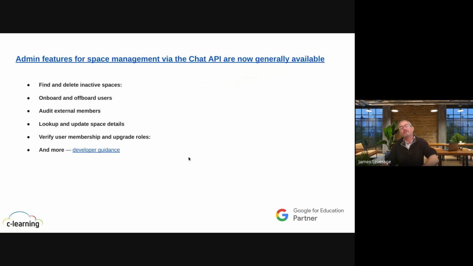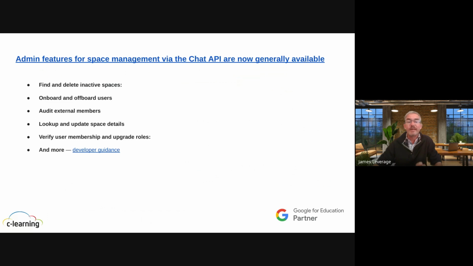So again, this is to do with chat APIs. I don't know if anyone's using chat APIs, but there's new admin features for managing your spaces within chat. They keep on adding to the chat management. And I think it's probably because normally when Google keep adding to something, it's because more and more people have requested the feature. So again, it's generally available. It's only within the API, but it allows you to do all those things.